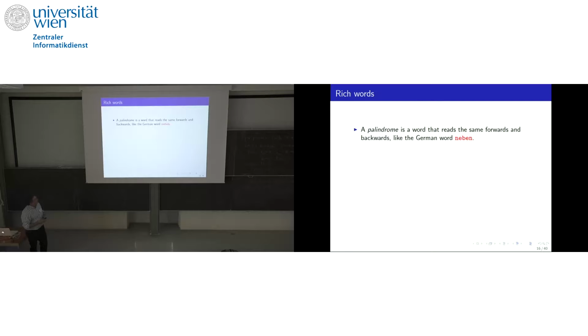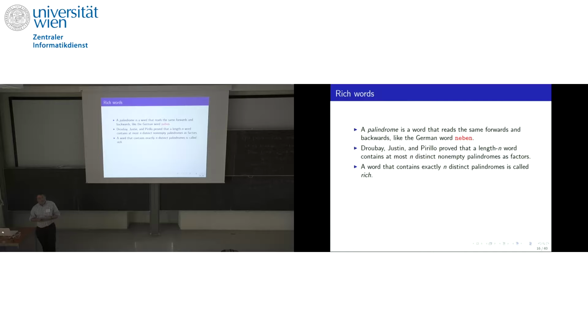Okay, so let's go on to the second class of words that I'll talk about. And these are rich words. So to understand what a rich word is, you need to remember what a palindrome is, a word that reads the same forwards and backwards, like the German word neben. So it reads the same forwards and backwards. And Droubet, Justin, and Pirillo proved that a length n word contains at most n distinct non-empty palindromes as factors. So if a word has this property, it contains the maximum possible number of non-empty distinct palindromes as factors, we call that rich. So let's look at the German word besessen, which is a pretty good word for describing my interest in the topic.